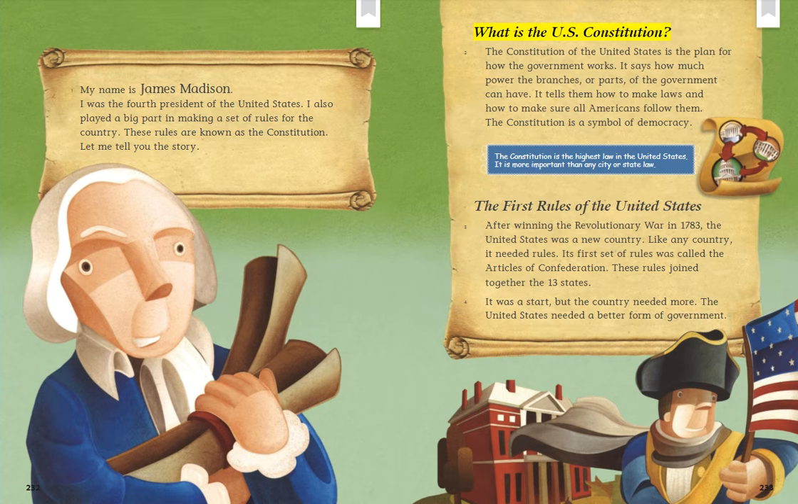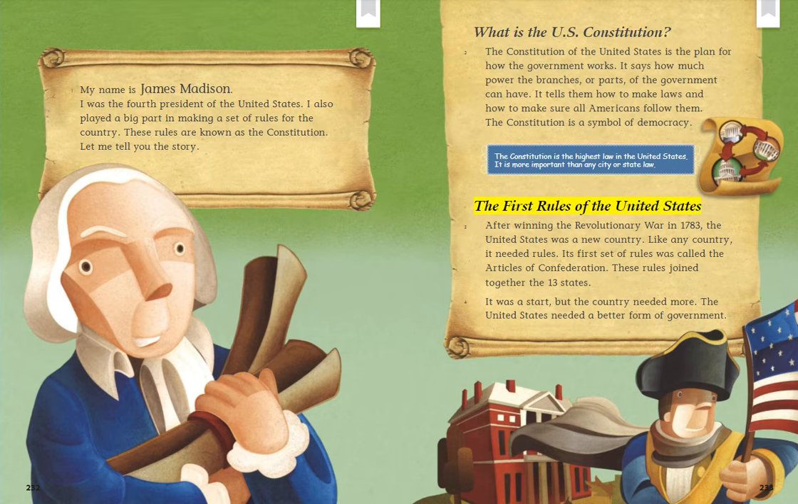What is the U.S. Constitution? The Constitution of the United States is the plan for how the government works. It says how much power the branches or parts of the government can have. It tells them how to make laws and how to make sure all Americans follow them. The Constitution is a symbol of democracy. The Constitution is the highest law in the United States. It is more important than any city or state law.